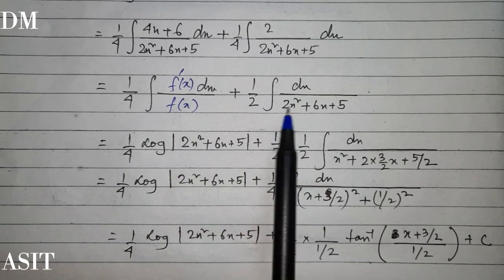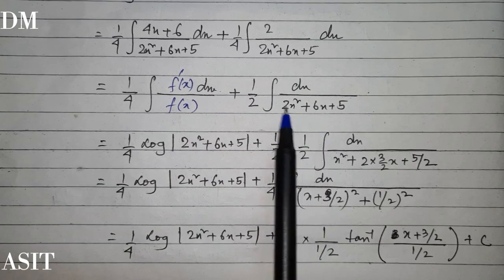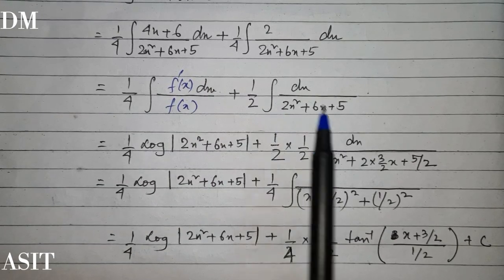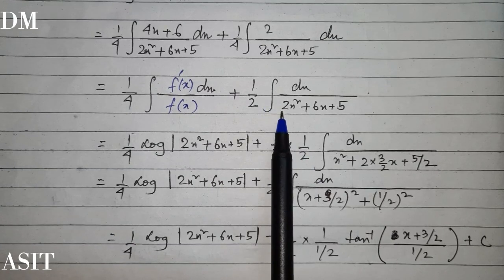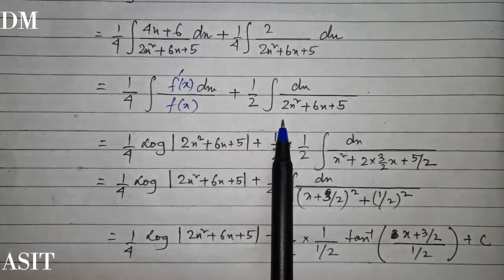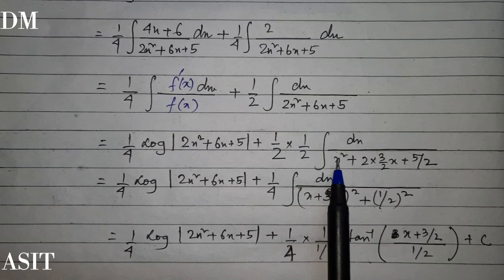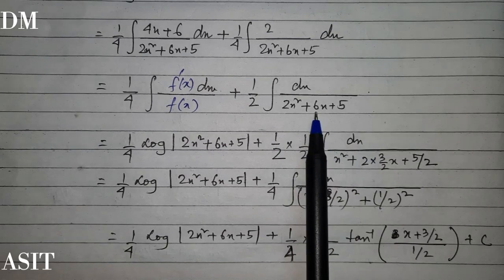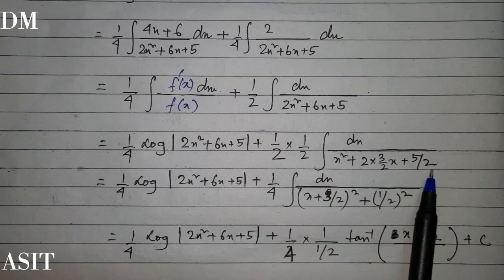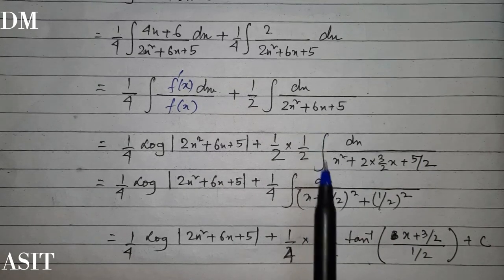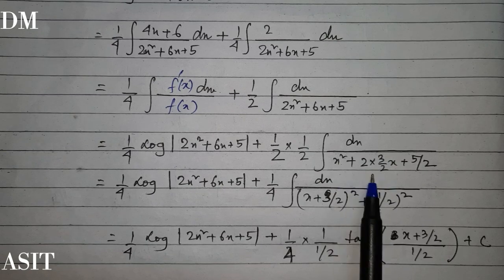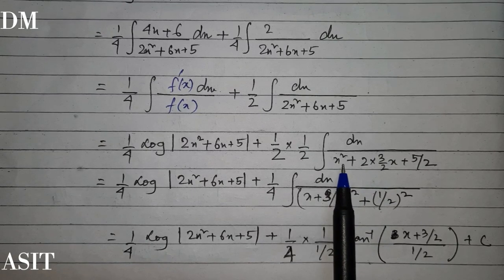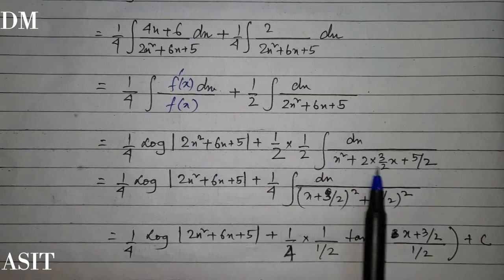Now to integrate this kind of expression, we need to take 2 common. So 1 by 2 will go out, because this 2 is taken common in the denominator. Therefore, if I take it common, it will be x square plus 3x plus 5 by 2. Now this 3x can be written as 2 into 3 by 2 x, because we need to complete the square of these two terms.